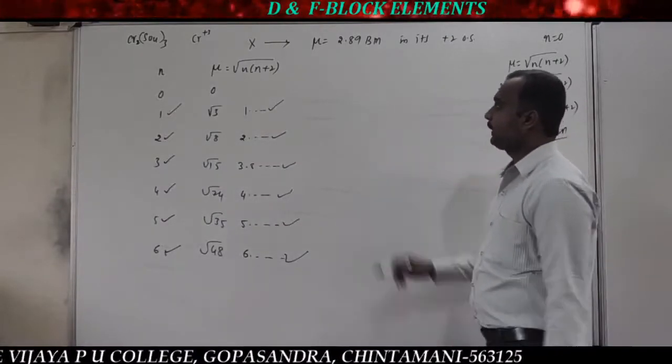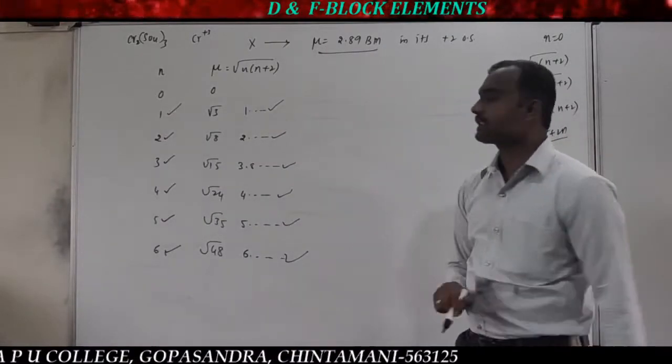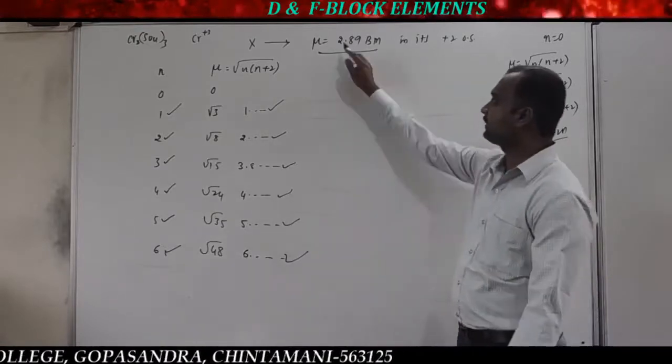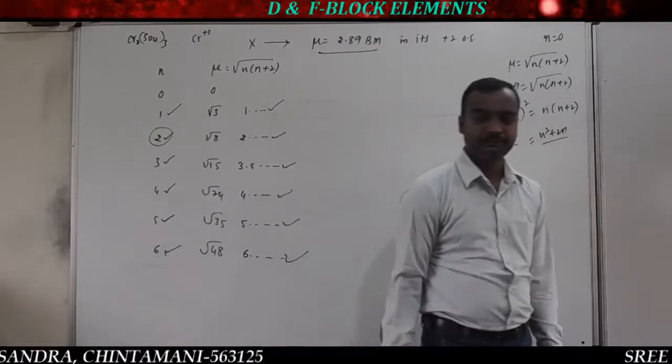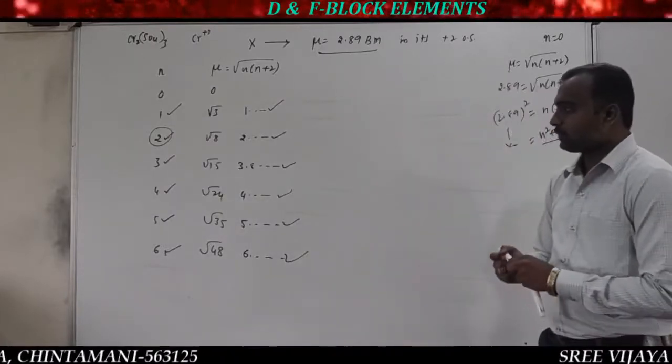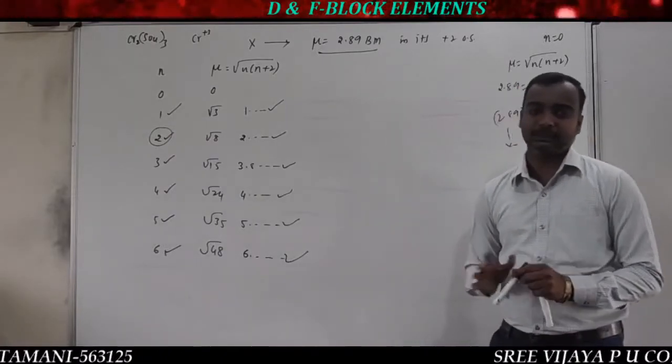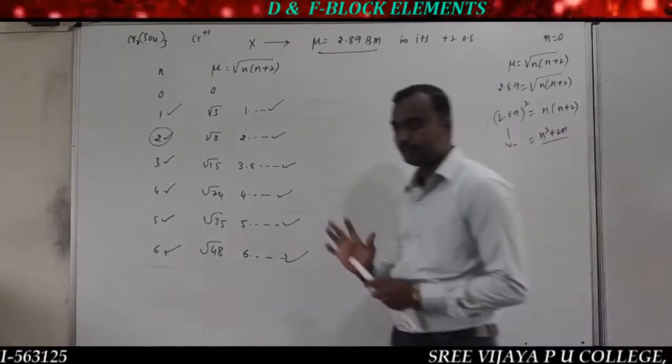So that's an easy way. What is the value given? Mu is equal to 2.89. So the value is 2 point something, and the unpaired electrons is 2. Finished. That is the easy way to identify the number of unpaired electrons by knowing the value of mu.